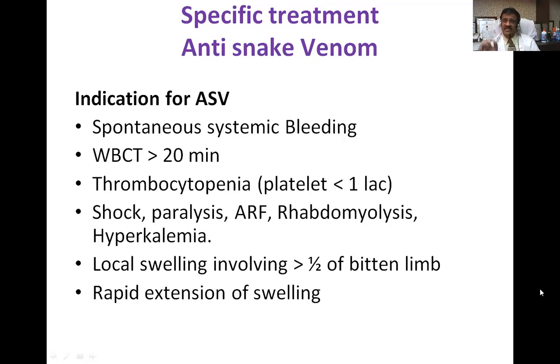You get a specific ASV for cobra, a specific ASV for viper, by name also you get. Sometimes you get a combination also. If there is spontaneous systemic bleeding, or low WBC count, thrombocytopenia, if there is shock, paralysis, if there is hyperkalemia, if local swelling is involving at least half of the bitten limb, or rapid extension of swelling, here you have to give ASV.